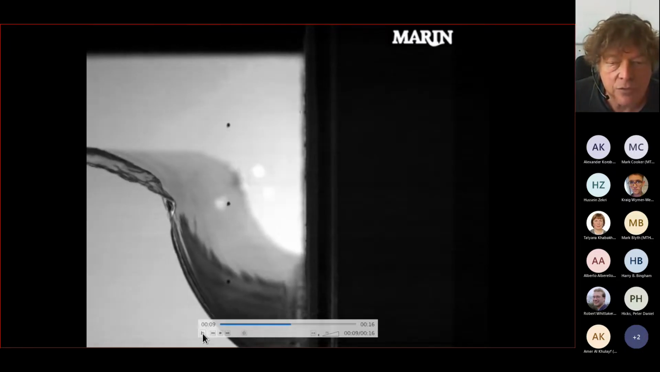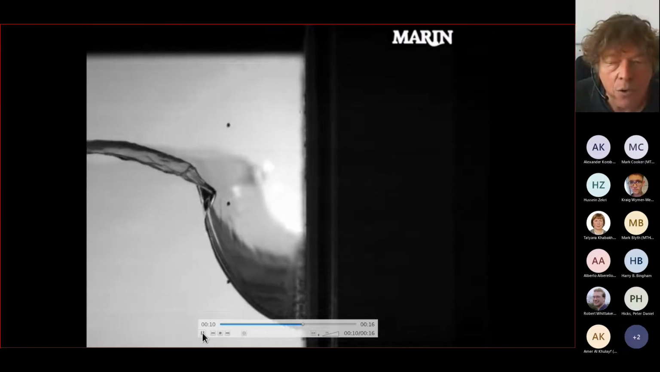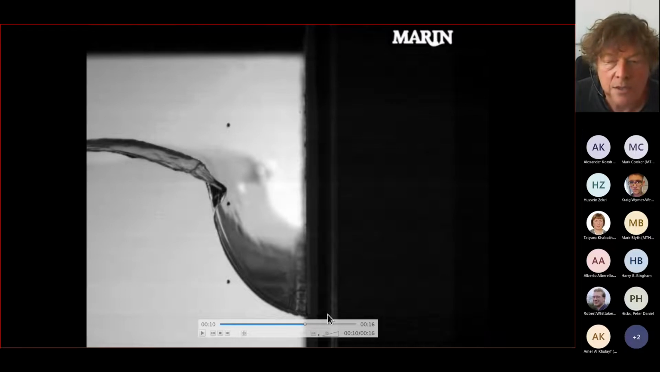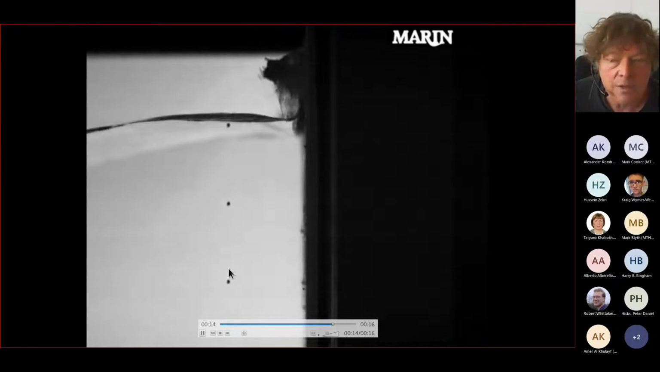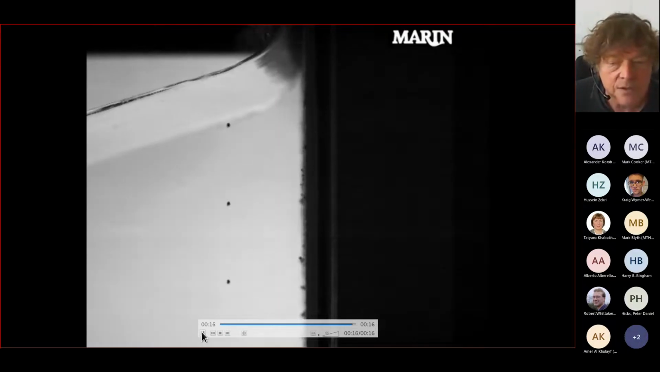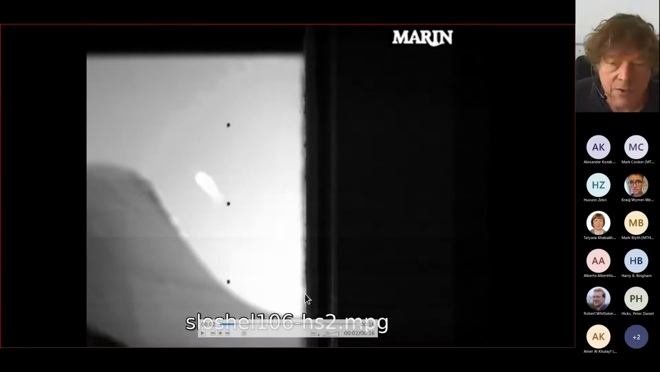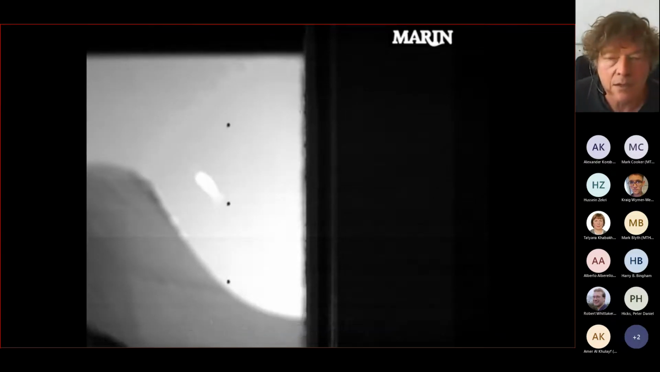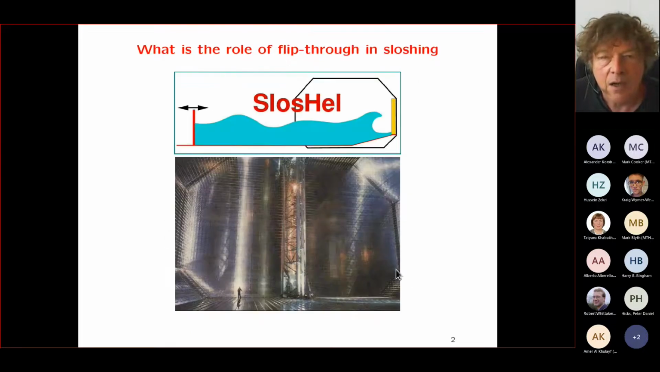So actually, flip-through is a competition between the crest, which wants to hit the wall, and the run-up along the vertical wall as it is here. And this competition makes that in the end, there is a jet which appears here, which means that the free surface has flipped. And as a consequence, we have the run-up winning finally against the main crest. And this is a flip-through.